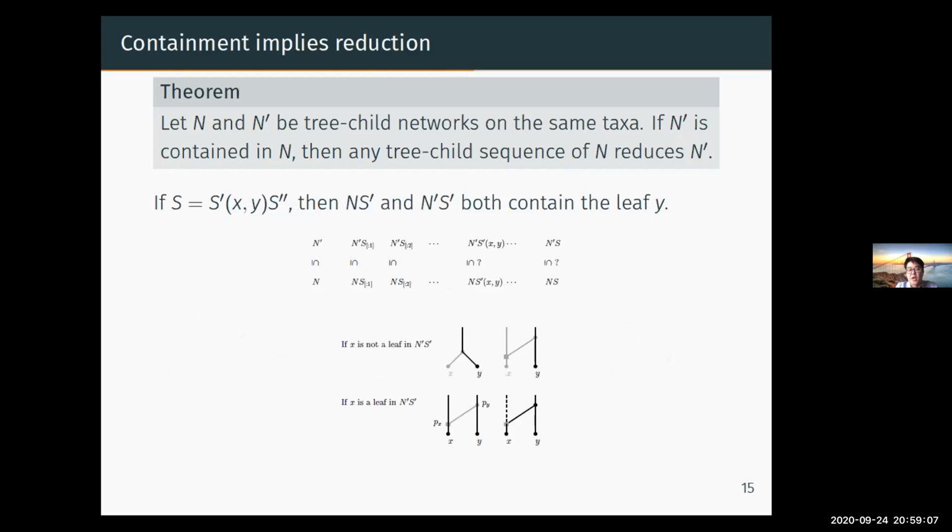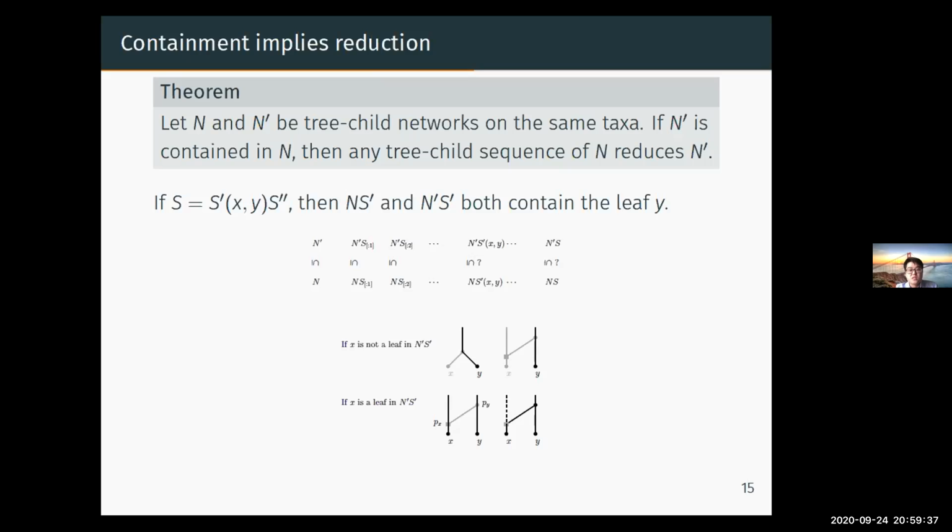The main point for restricting to tree-child networks is that if you have two tree-child networks on the same set of taxa, and the smaller network N prime is contained in N, then any tree-child sequence that reduces N must also reduce N prime. That's really the key theorem for tree-child networks.